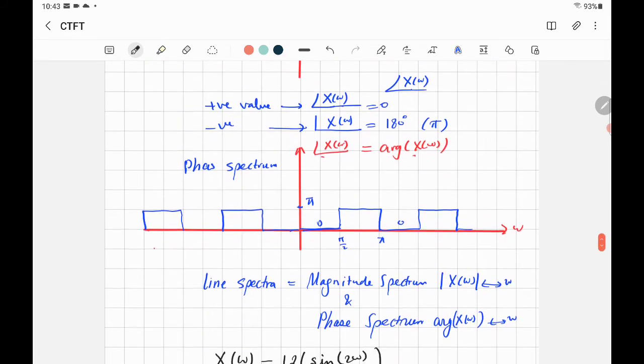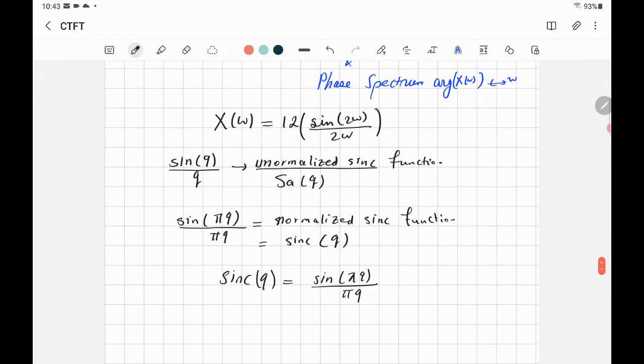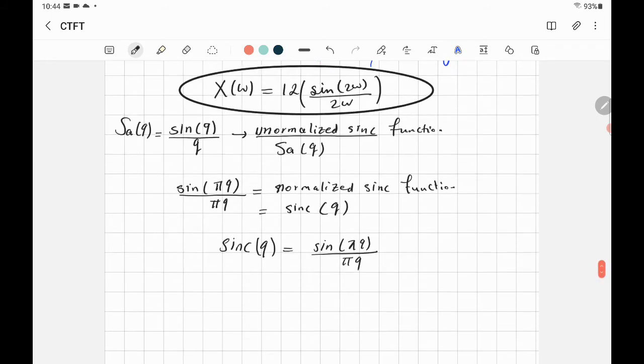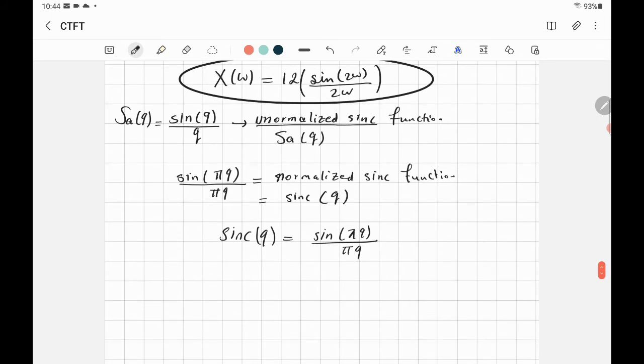When it's normalized, that's important that you know. That's used in digital processing. But sine q over q, unnormalized, doesn't have the pi as you see. We call it the sample function, SA of q. Well, so what do we have here? Can we express this as sinc? Yes, of course. I'll write it like that.